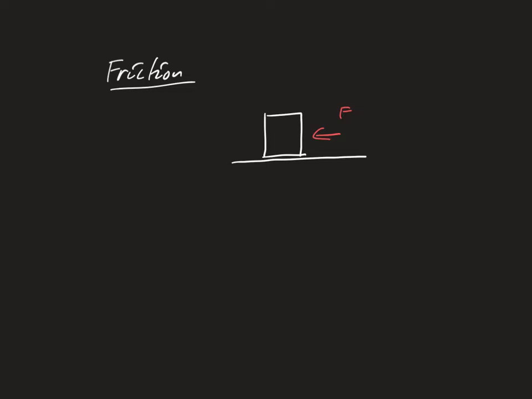And because you have to apply some force to actually make this box move, there must be some reaction force. And this reaction force is called friction. So in this case, the reaction force goes into the opposite direction. Let's call it FR for force of friction.